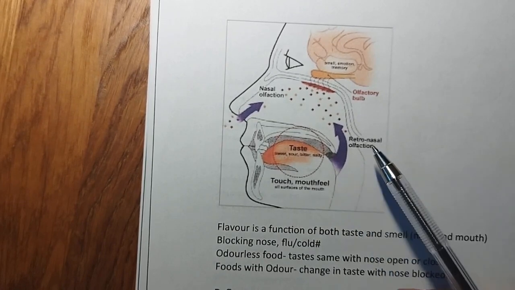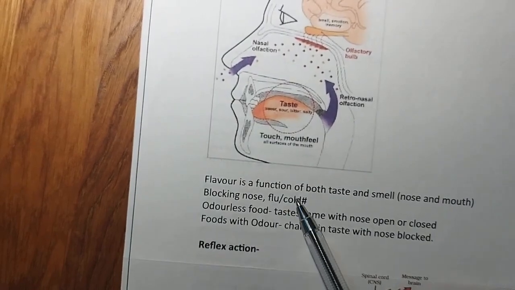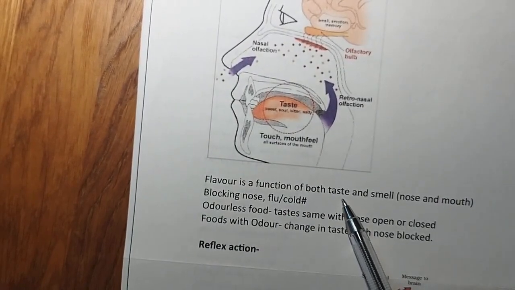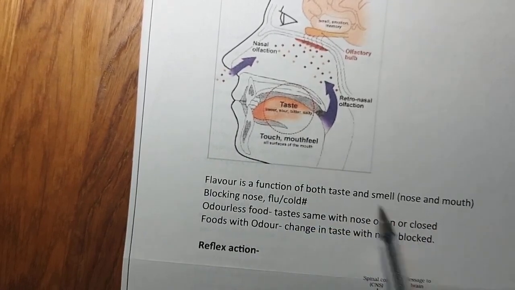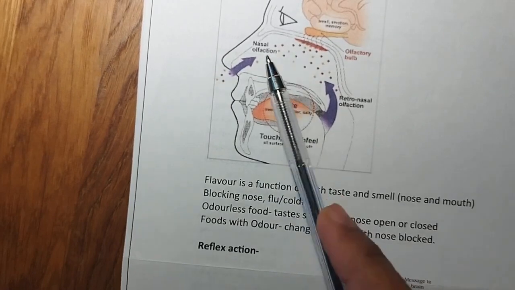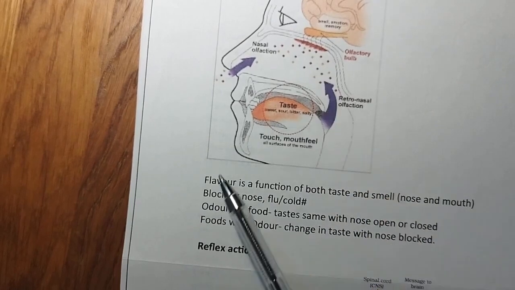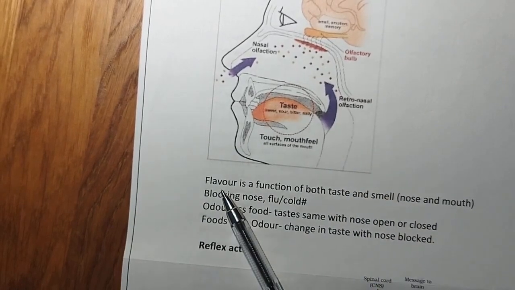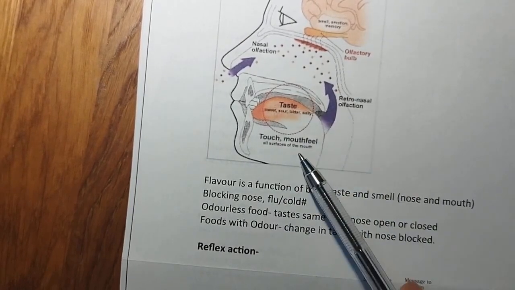So anything we eat, the flavor is a function of both taste, which is done by the tongue, and smell, which happens in the nose. Okay, so smell and taste both give rise to flavor. So it's a function of both mouth and nose.